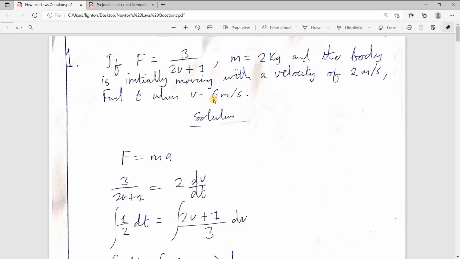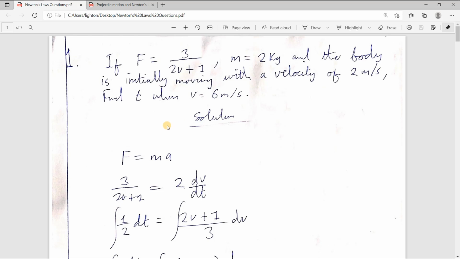What we're trying to find is the velocity, rather the time when v is 6 meters per second. That's what we've been told to find here.